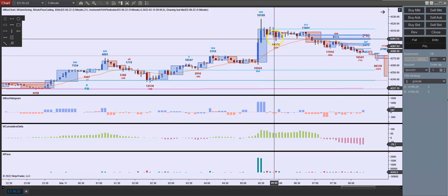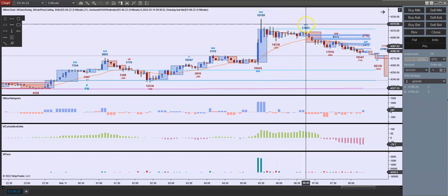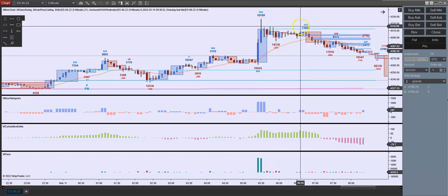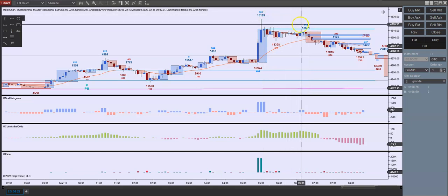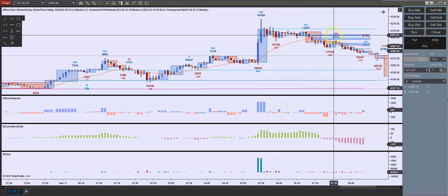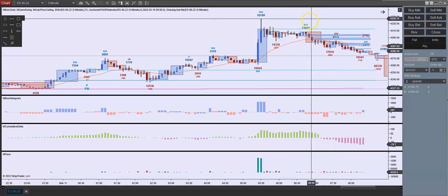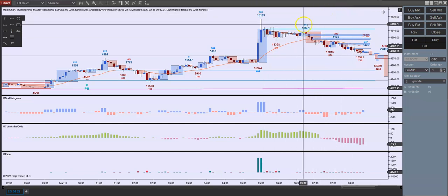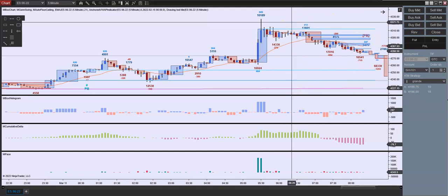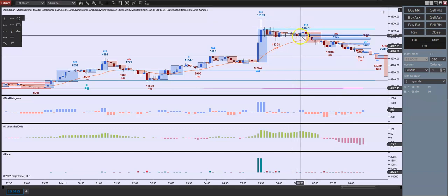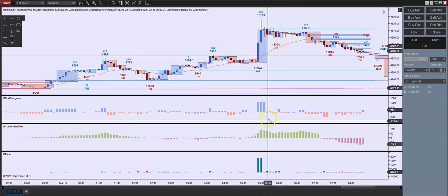And now, as this comes down, we see the next upper portion is half that of the first one. And then the one after that is even worse. So what is that telling us? That's telling us that obviously the buyers are not being as aggressive anymore.